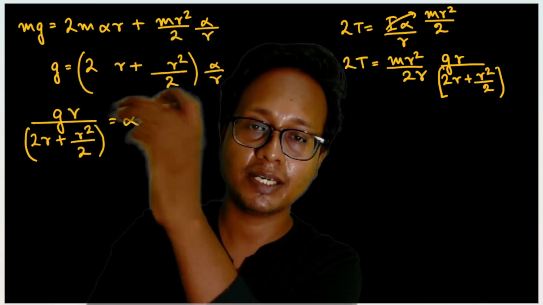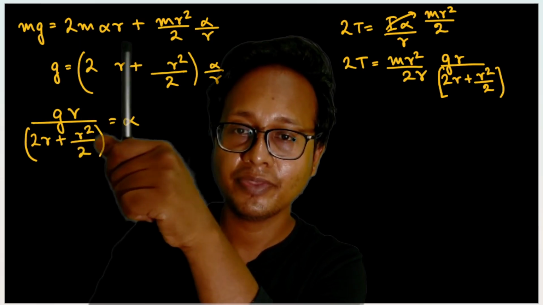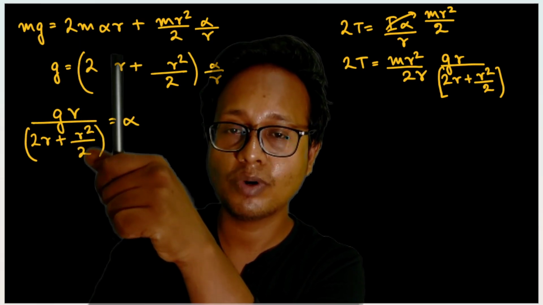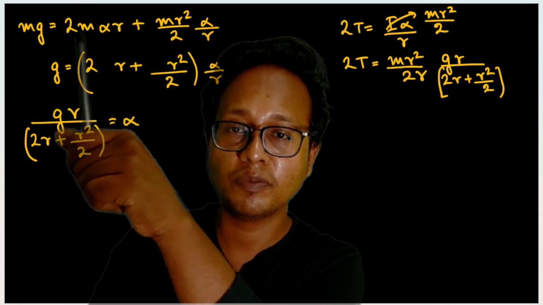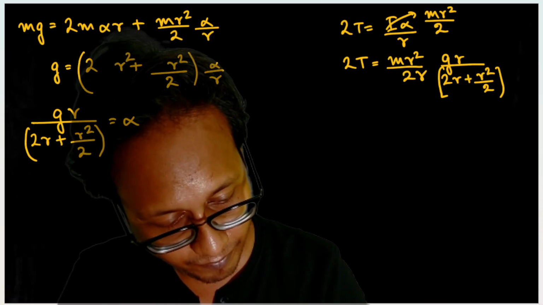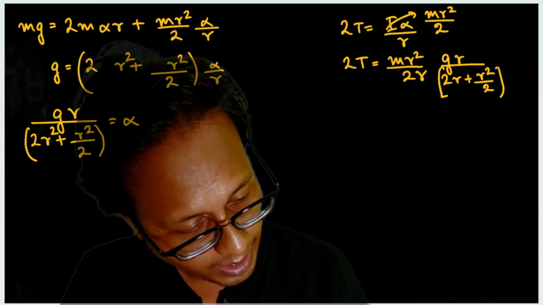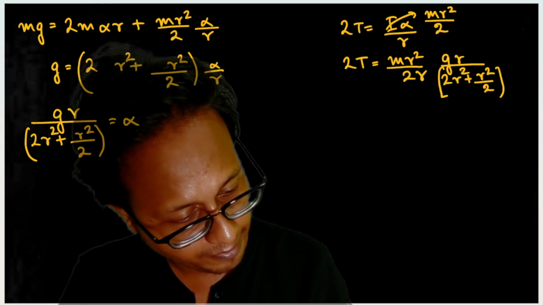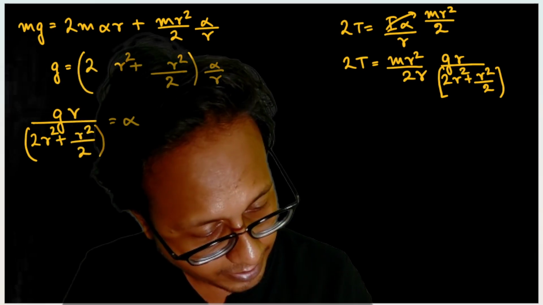See, here I made a mistake. If I take alpha by r common, there is no r in the denominator here, so I have to take a square here: 2r square. Yes, 2r square. Okay, now it's better.